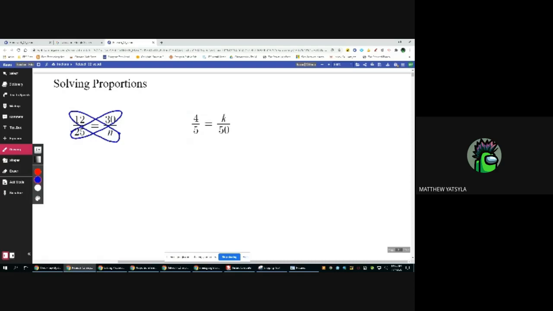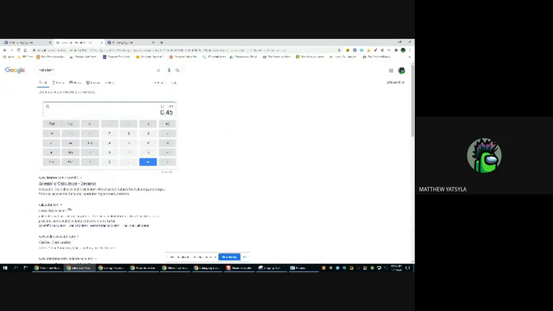Now, unfortunately, here we have a variable, a letter. So what this winds up being is 12 times the number equals 25 times 30. Right? So 12n, that's how we write 12 times the number, equals 25 times 30. So what I'll do here really quick, 25 times 30, just to make sure I get the right answer, we get 750.